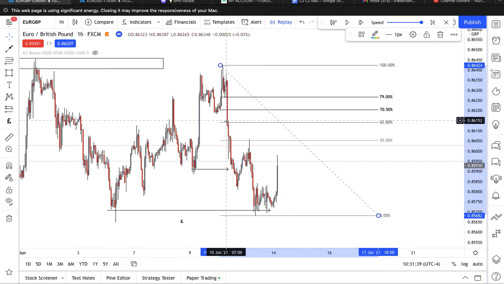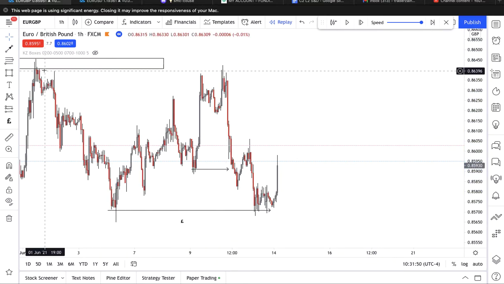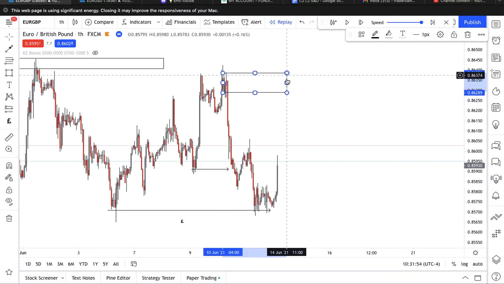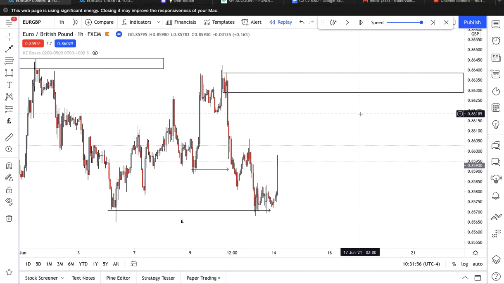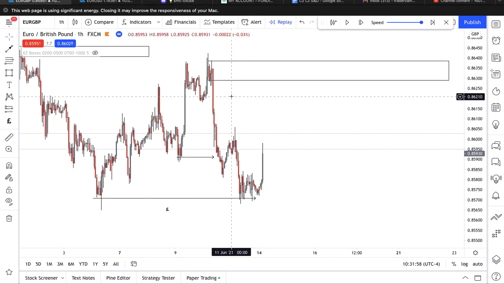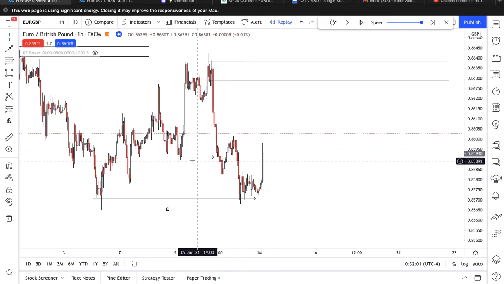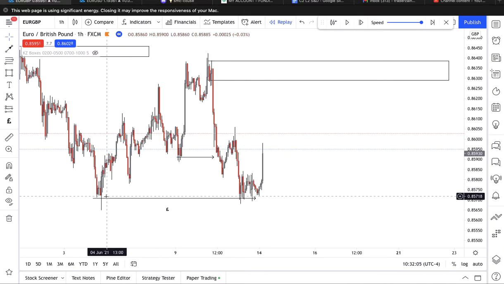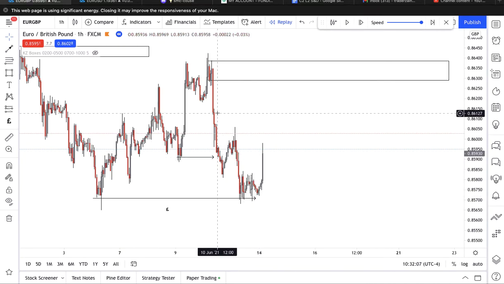62%, we don't see anything. No base. 70.5%, no base, just imbalance. 79%, what can we see? A discounted supply. So we're interested in this area here, right? So let's go over our confluences again. Number one, break of structure, minor break of structure. Number two, liquidity needs to be taken out. Number three, imbalance that price has to pull back to fill in.